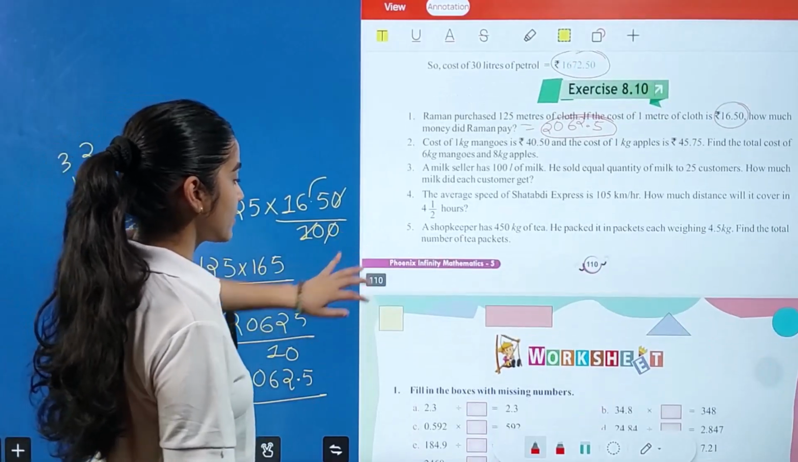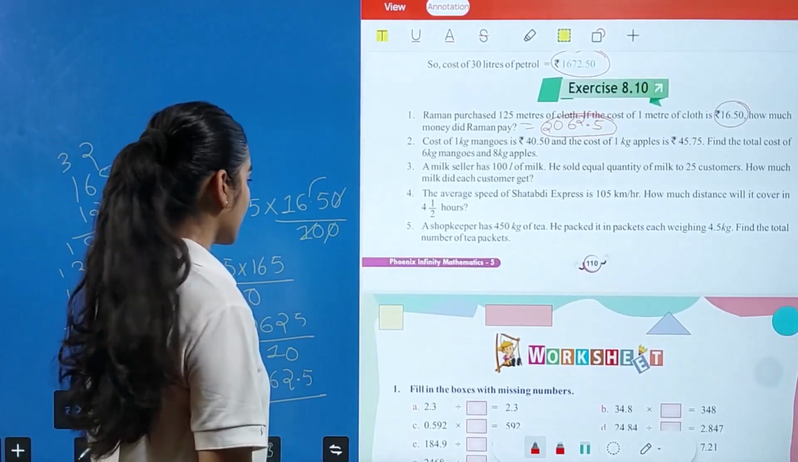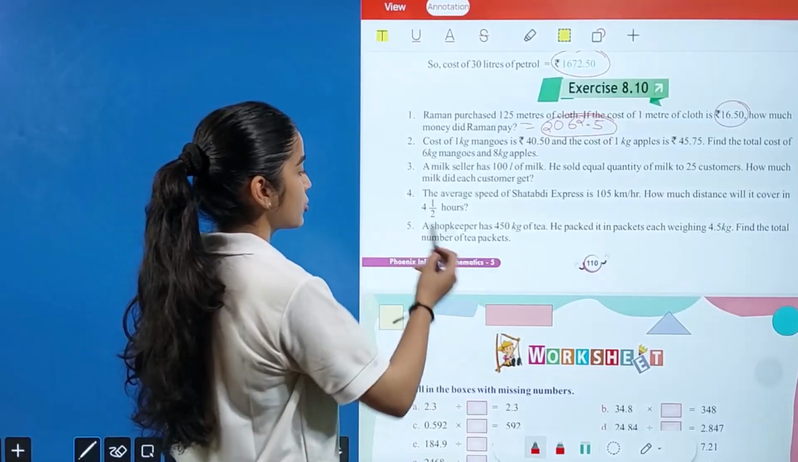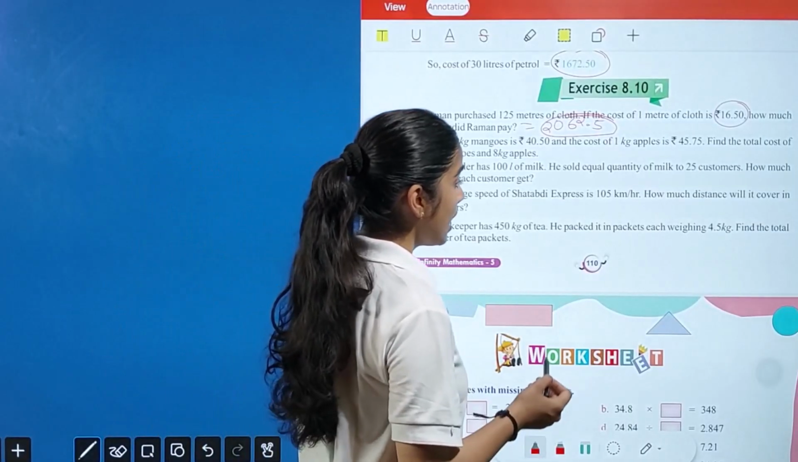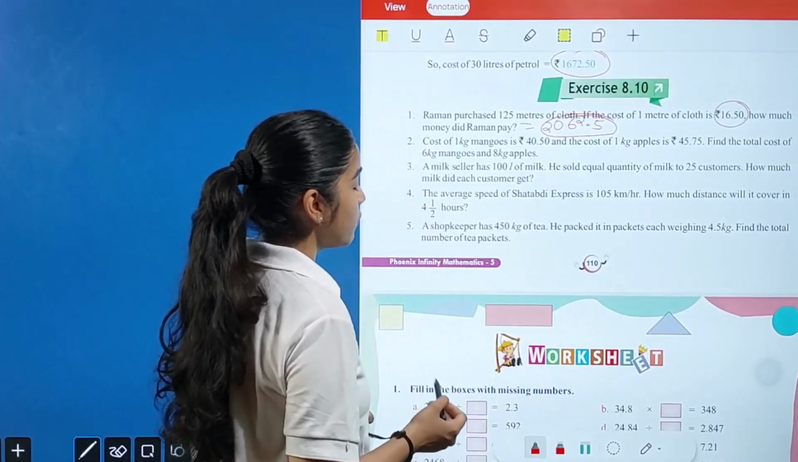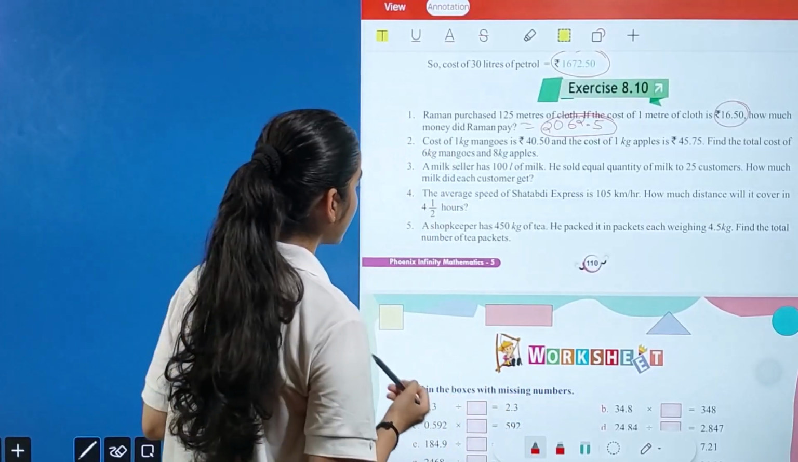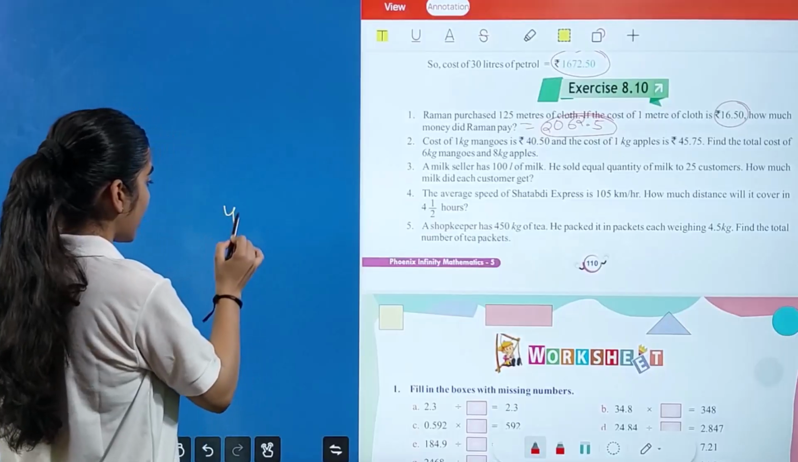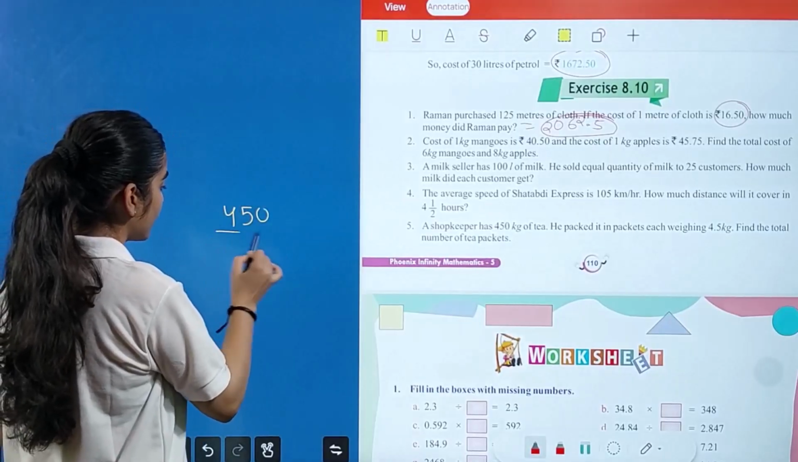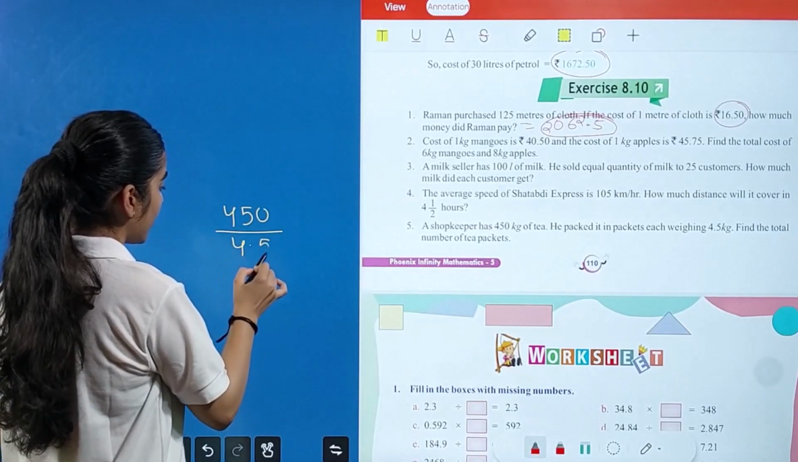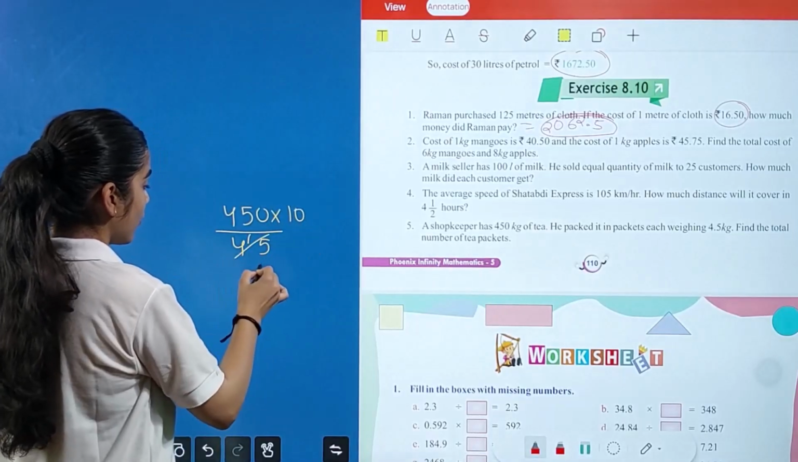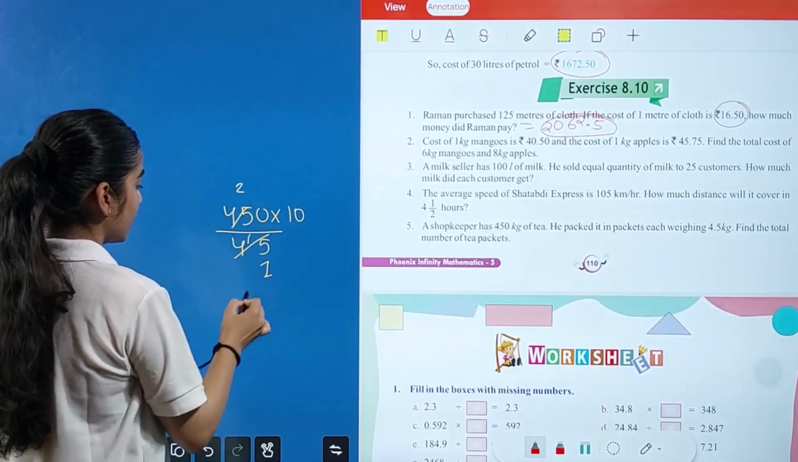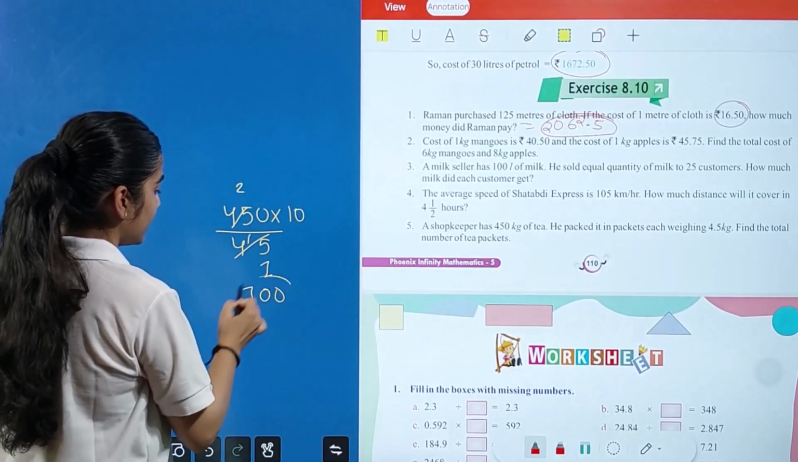Okay, now we have the last question. A shopkeeper has 450 kg of tea. He packed it in packets, each weighing 4.5 kg. Find the total number of tea packets. So you have to divide 450 by 4.5. You have to remove your decimal. Here we have 10. 45 ones are 45. So in total we have 100 packets.